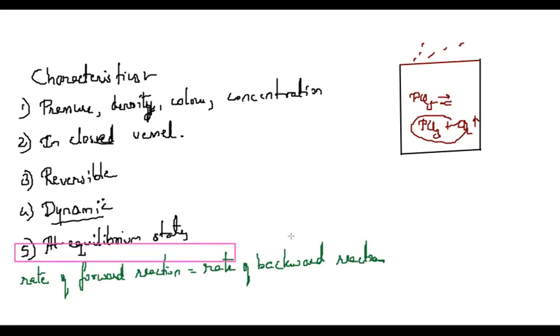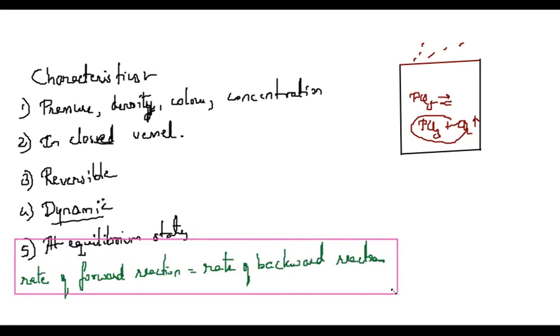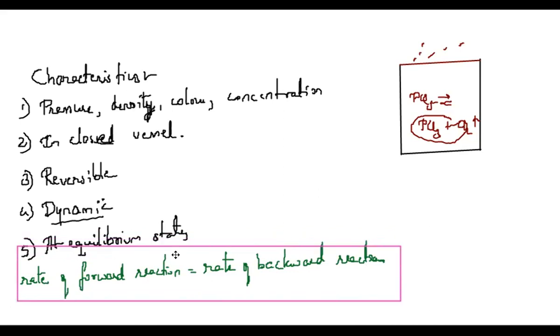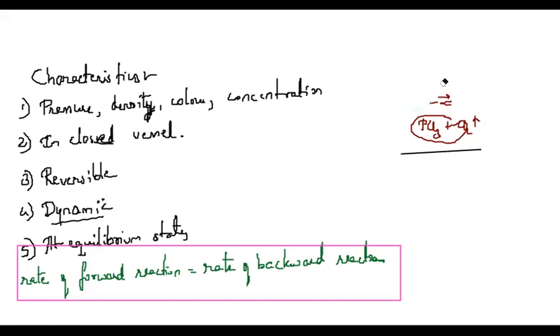That means with what speed the forward reaction is progressing, with the same speed the backward reaction will progress, and that is said to be the reaction has attained the state of equilibrium. Is that clear? So don't get confused. The rate of forward reaction will be equal to the rate of backward reaction. Or I can write it like this also: rate of forward reaction is equal to rate of backward reaction at equilibrium state.